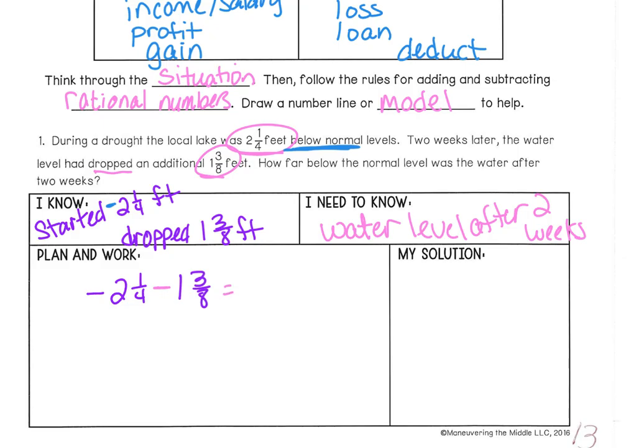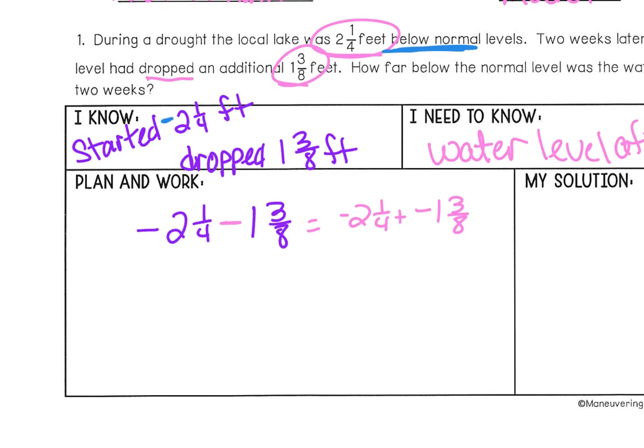Or we could write it as negative 2 1/4. And then we had it dropped. We can add them together. It dropped 1 3/8. These are exactly the same. We generally just don't put a plus and negative together. We'll talk more about that in class. So I'm going to go with the first one. We do need to change it into an improper fraction. And then we will need to work on like denominators in order to add and subtract.